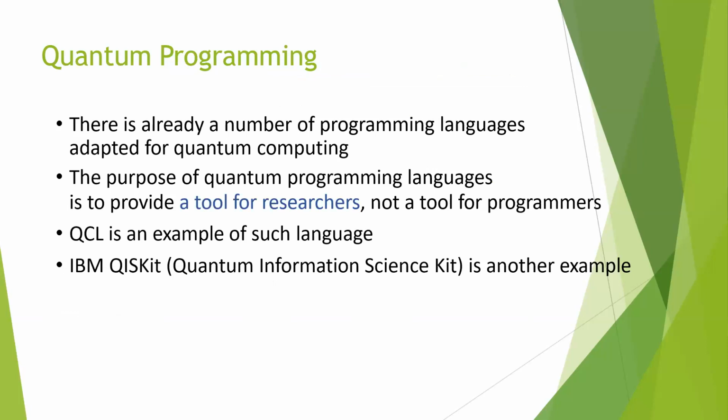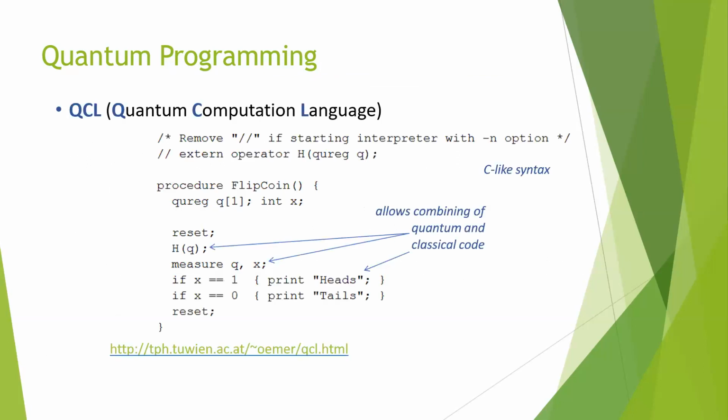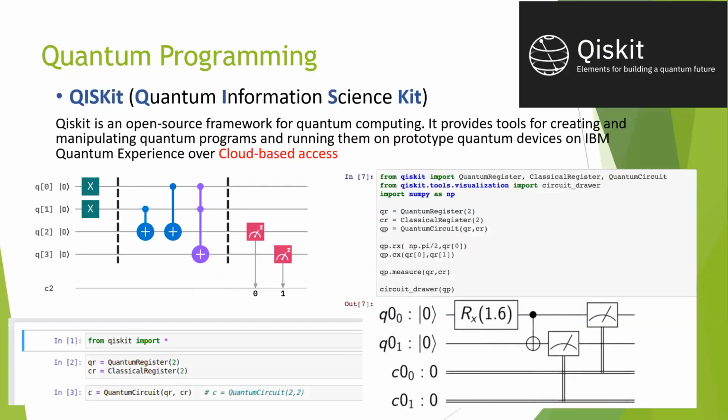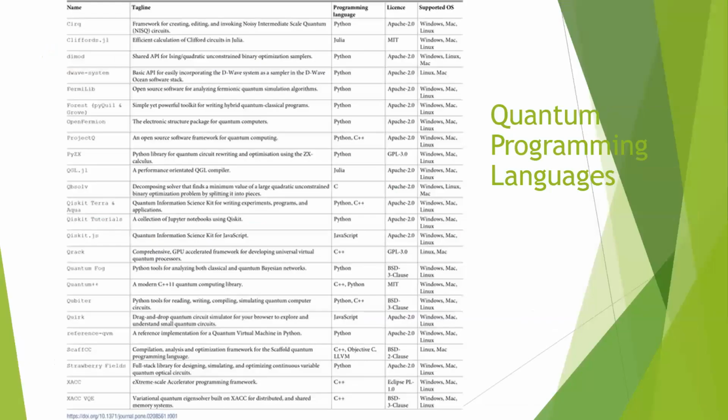Now, quantum programming. There are already a number of programming languages adapted for quantum computing. The purpose of quantum programming languages is to provide a tool for researchers, not, so far, a tool for programmers. QCL is an example of such a language. IBM Qiskit is also a platform that we use. A simple program is written here. This is a screenshot from the Qiskit program in which we can build our own circuits and gates. These are the programming languages that are currently in use and being developed.